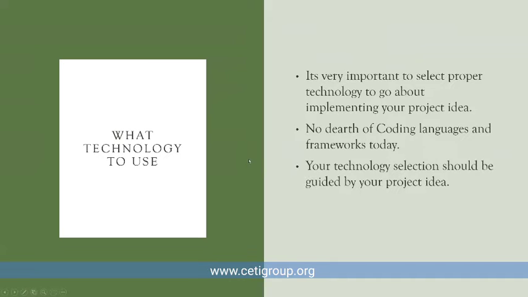What is the technology that you will use for working on your project? It's very important to select proper technology. Many times students are very confused about what to use, whether C sharp or Java or Python, because there are so many different coding languages and frameworks today, and it's not something that stays constant. Languages keep evolving, new frameworks come every day. Within 6 months, one framework or language might become obsolete these days.